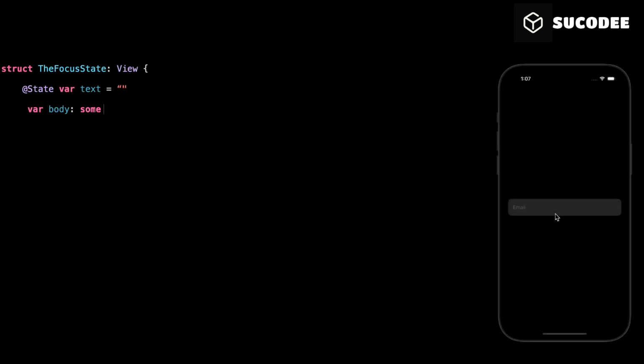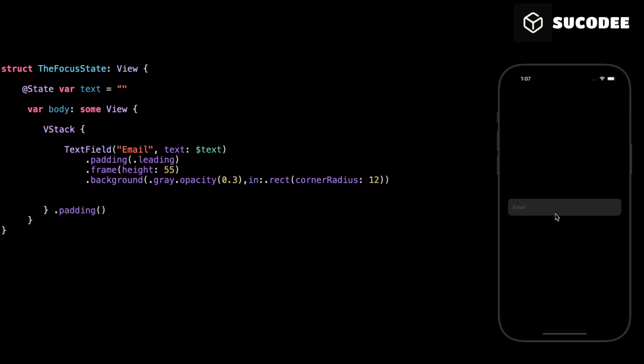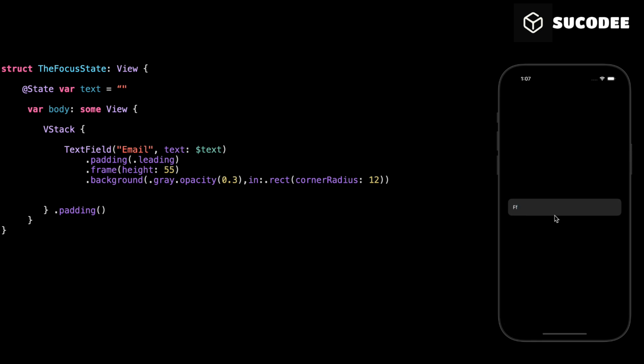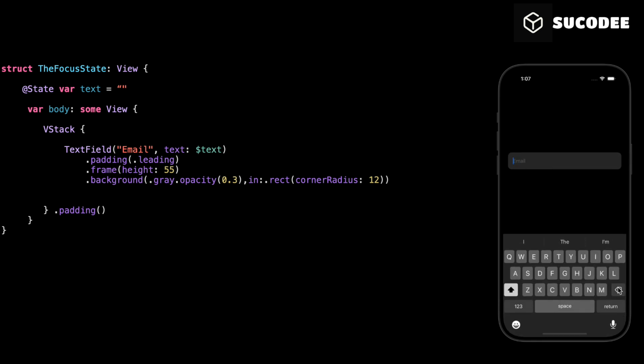We're starting with a basic text field that has some padding and a rounded background. It looks simple and clean, and when the user taps it, the keyboard comes up. But there's no visual feedback that tells the user the field is currently active. So now, let's add something that shows when it's focused.